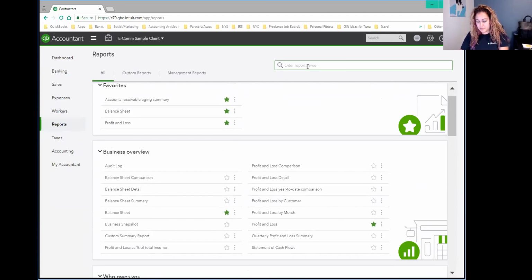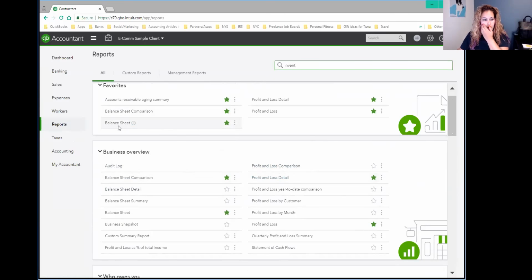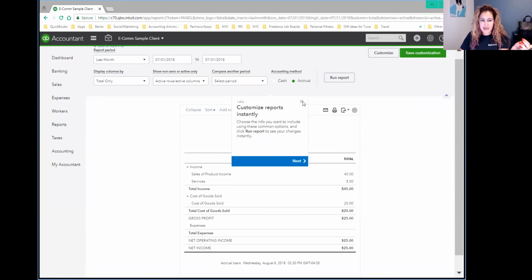You can also do a search up here. Let's say I need an inventory report. You can favorite some and they'll come up top here, which makes it a lot easier for you. But I'll pull just a very simple profit and loss, which is going to show us pretty much nothing because we don't have a lot of data in.